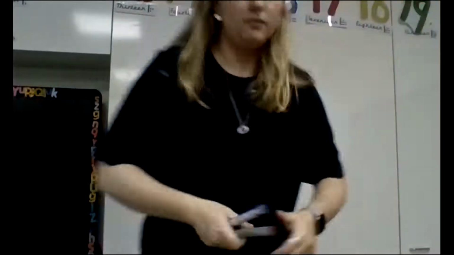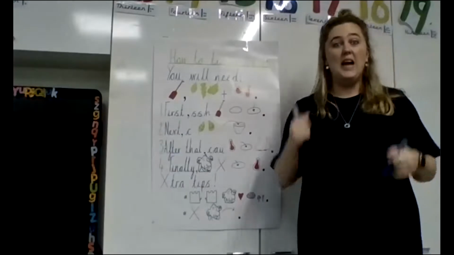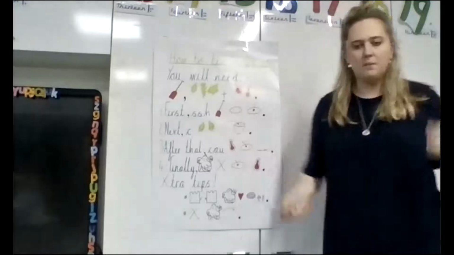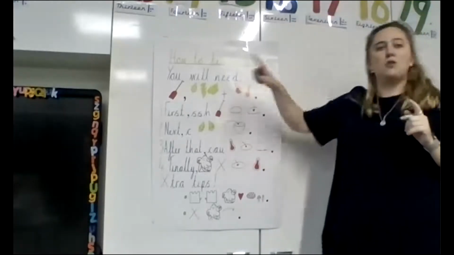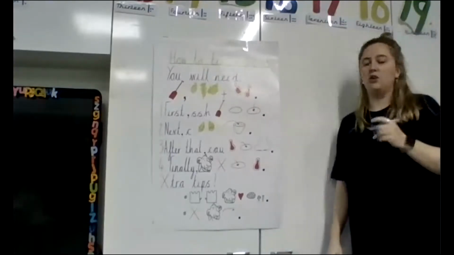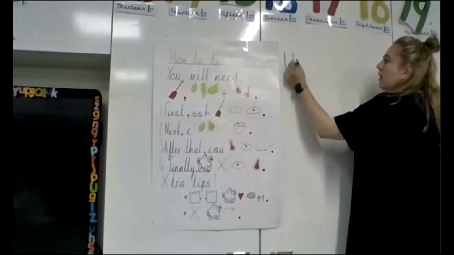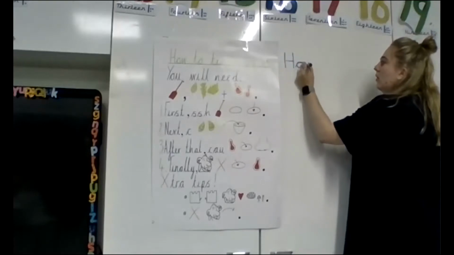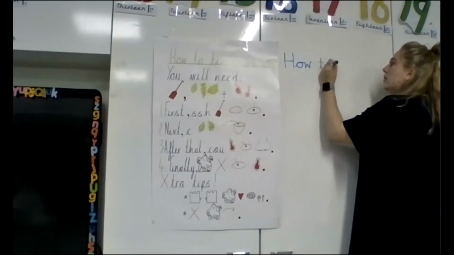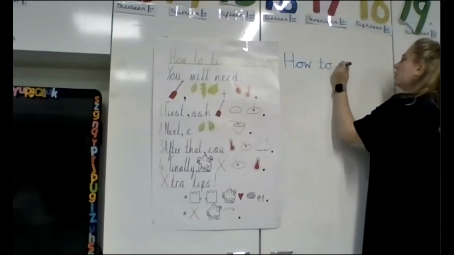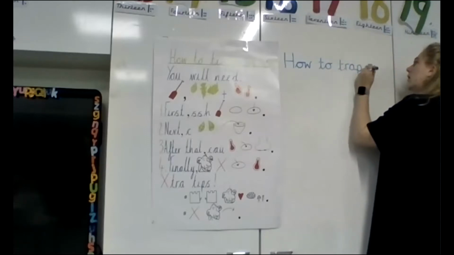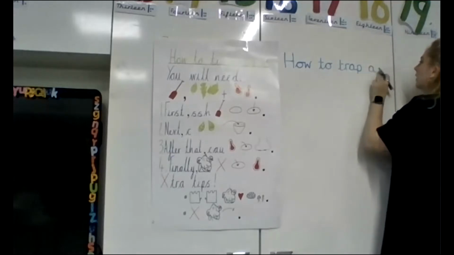Okay, I'm going to start us off and then you're going to keep writing until you finish the whole thing. Okay, so how to trap a giant. We can copy that off our story map. I don't mind you copying that bit. So how, finger space, to, finger space, trap a giant.